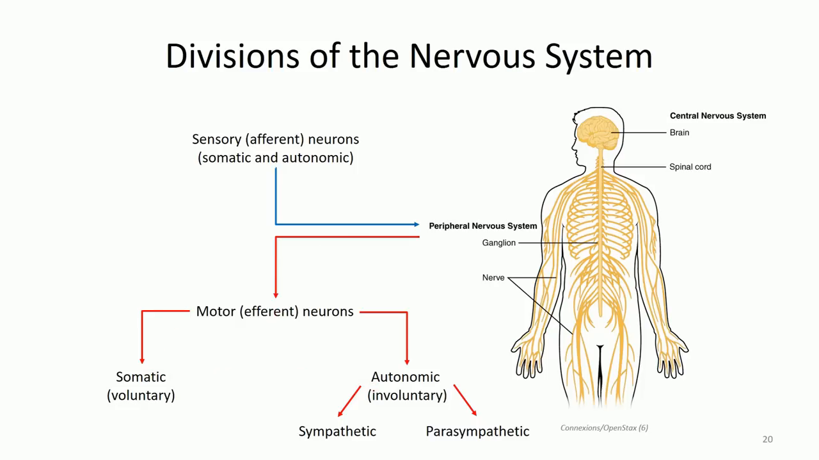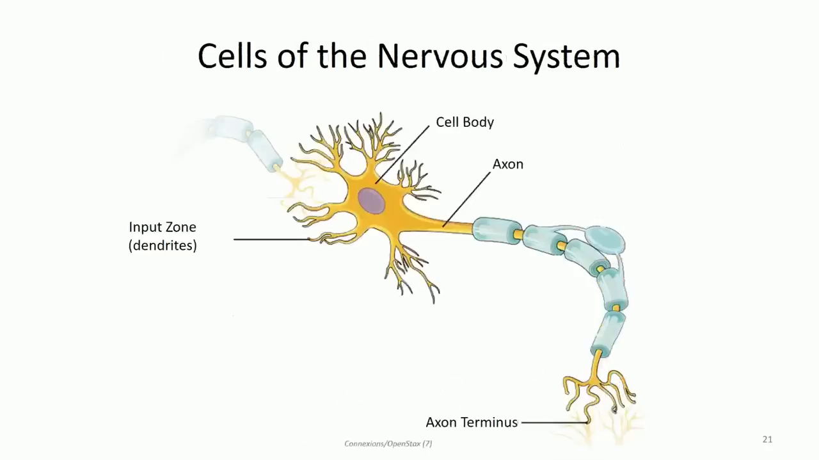Still another division is between the somatic nervous system, involving general sensation and voluntary motor commands to the body walls and appendages, and the autonomic nervous system, involving visceral sensation from and involuntary motor commands to the internal organs. The autonomic motor system can be further divided into the sympathetic or fight or flight motor system and the parasympathetic or rest and digest motor system.